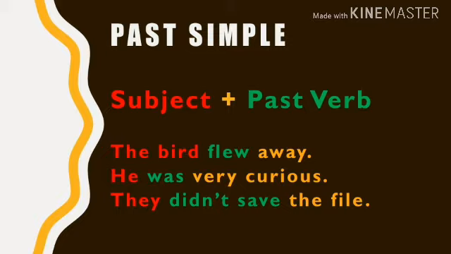The bird flew away. The bird is the subject and flew is the verb 2 of fly. He was very curious. He is the subject and was is the verb 2 of is. And then they didn't save the file. They is the subject and didn't save is the verb 2 of don't save. All the activities and statements happen in the past. That's why we use verb 2.